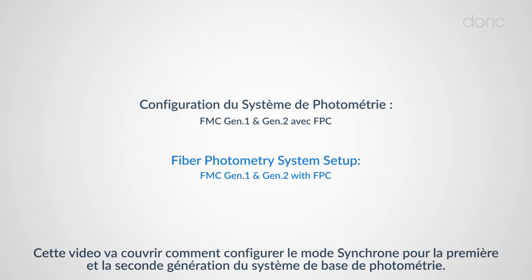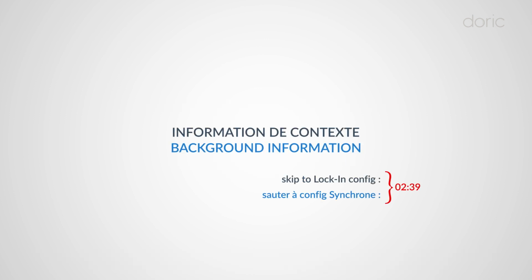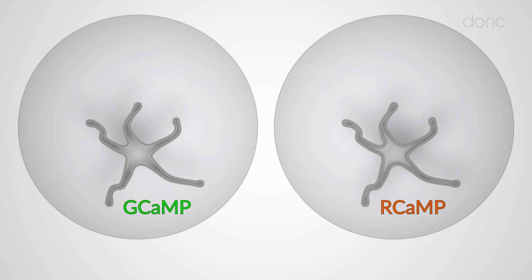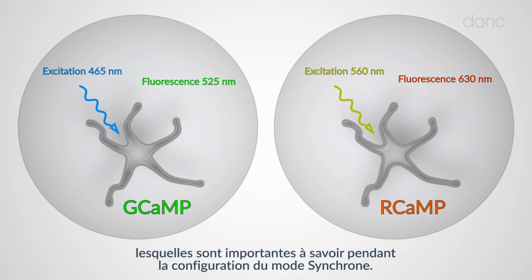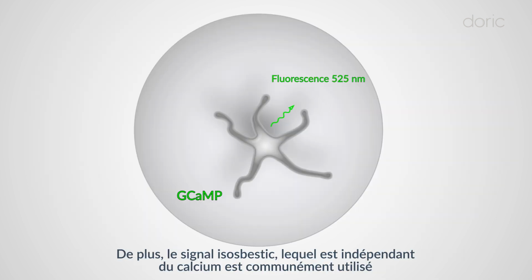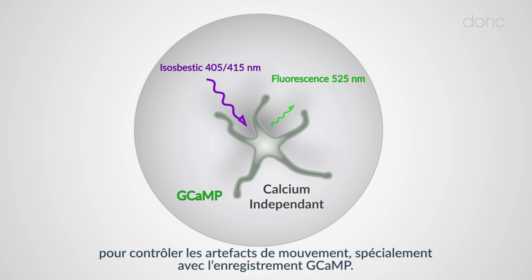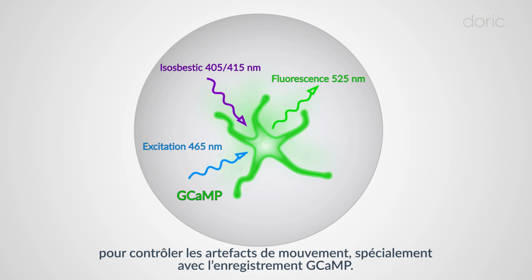This video will cover how to set up the lock-in configuration for the first and second generation of basic fiber photometry systems. The fluorophores for fiber photometry have specific excitation and fluorescent wavelengths, which are important to know when setting up the lock-in configuration. In addition, the isosbestic signal, which is calcium independent, is commonly used to control for motion artifacts, especially with GCaMP recordings.